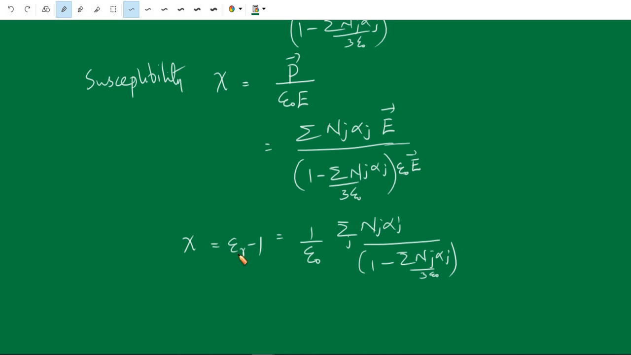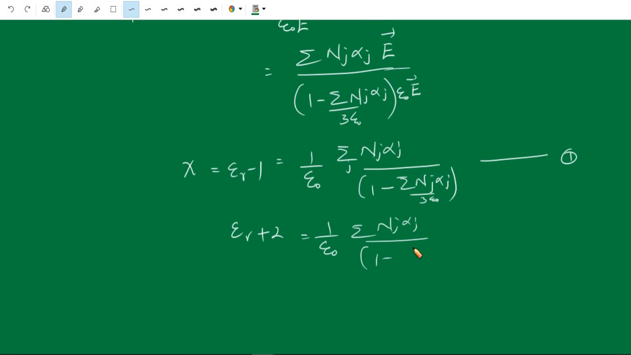So we have seen epsilon r is equal to 1 plus chi, or chi equal to epsilon r minus 1. So susceptibility can be written in this form. And therefore epsilon r, so this is equation number 1. Now epsilon r plus 2. So I have added 3 with this thing. So epsilon r plus 2 is equal to 1 by epsilon 0 summation Nj alpha j divided by 1 minus summation Nj alpha j divided by 3 epsilon 0 plus 3.